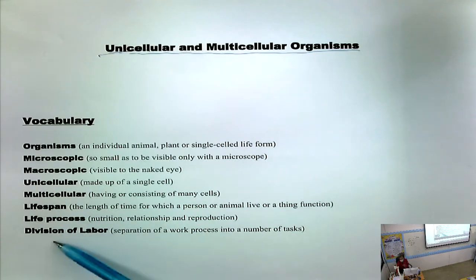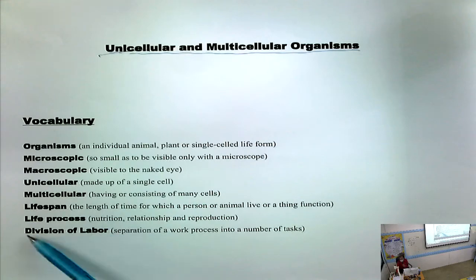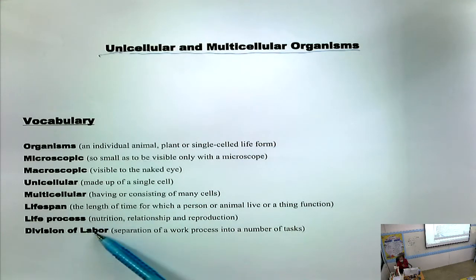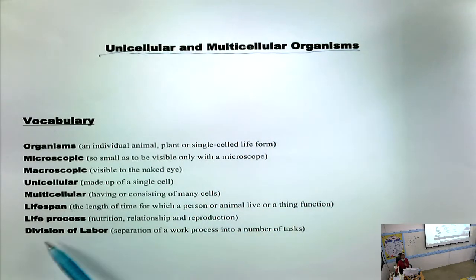Now, the last word is division of labor. Together, division of labor. Again, division of labor. This is the separation of work that is done by different cells in the body. When we talk about multicellular organisms, they've got division of labor because each type of cell has a special function.